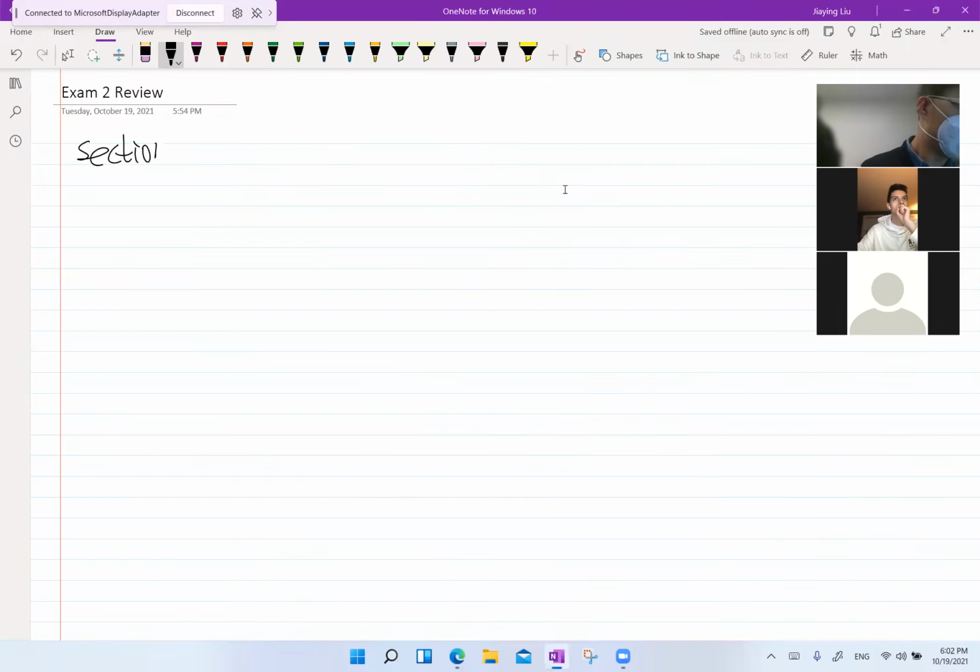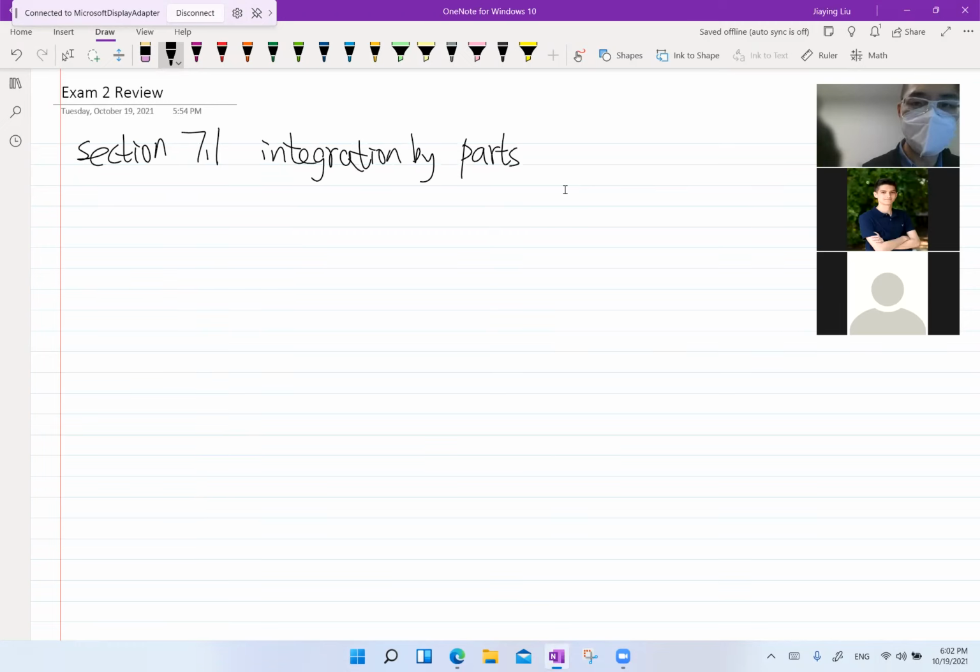Section 7.1. I think that's the first section that will be covered by this exam, which is integration by parts. Just a quick review: this technique will require you to set up the full terms u, du, and dv, v.